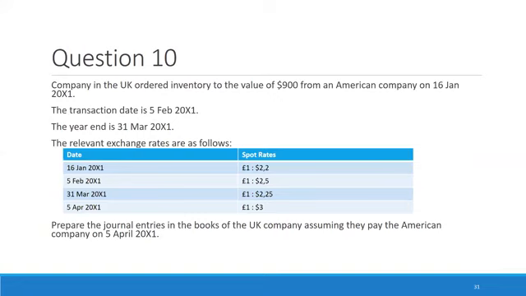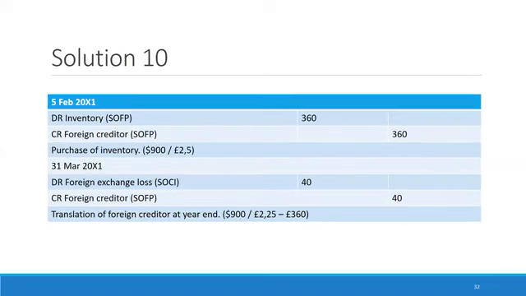So they tell us to prepare the journal entries in the books of the UK company, assuming they pay the American company on the 5th of April 2021, being our settlement date. So we are doing these journal entries from the perspective of the UK company who purchased the inventory. So 16th of Jan 2021, are we going to have any journals? No. When is our first journal going to be? Only from transaction date, when risks and rewards transfer.